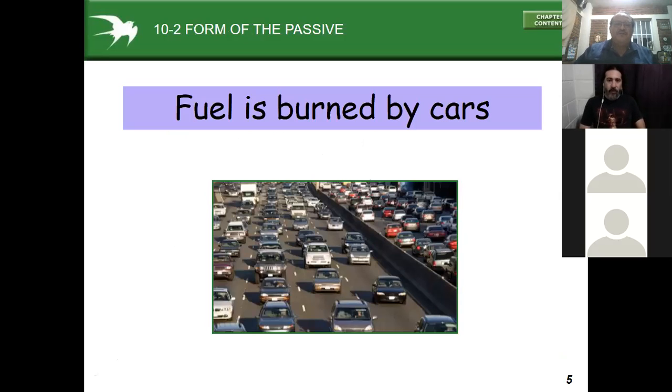Okay, what about this one? Fuel is burned by cars. Be careful, right? Cars are not burned by fuel. Fuel is burned by cars. What would be the active? Cars burn it. The fuel. Cars burn fuel. Burn. This is present or past? It's present, because we have the verb to be here. Yes. Okay.